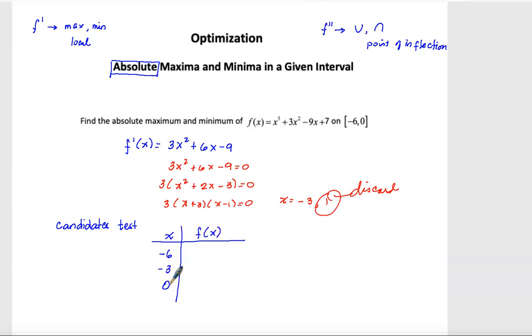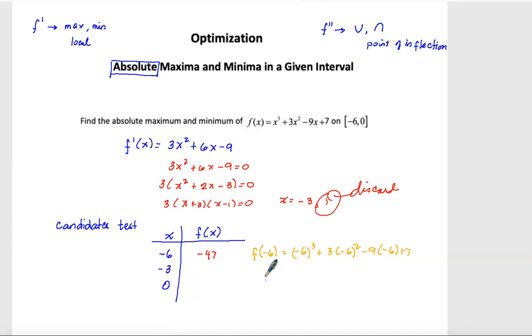Whichever gives us the highest value, that's your absolute maximum, and whatever gives you the lowest value, that's the absolute minimum. So how do we find it? We have to evaluate the given function, this f of x here, at each of the values. So f of -6 will have -6 cubed plus 3 times -6 squared minus 9 times -6 plus 7. So we evaluate the function at -6 and we get -47.